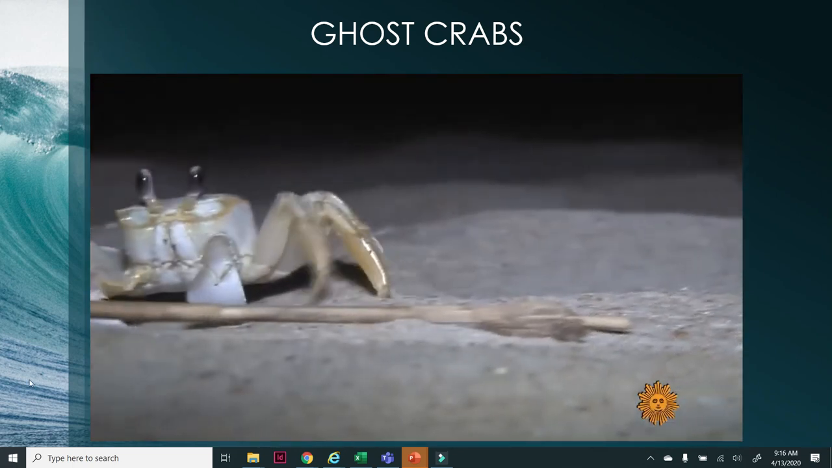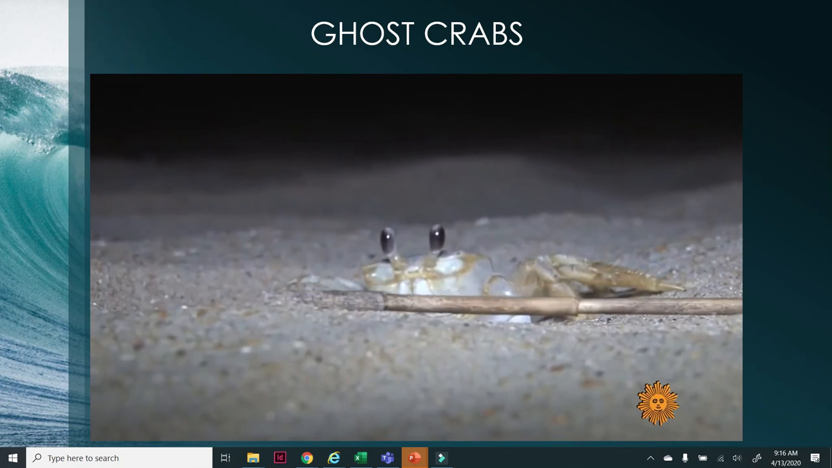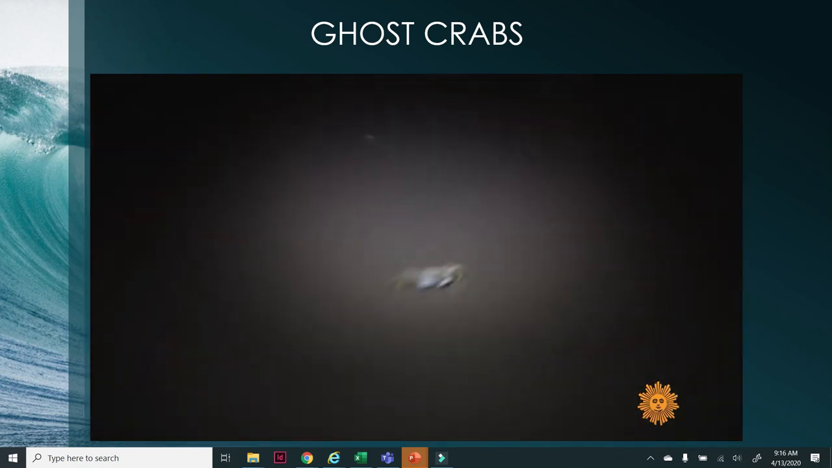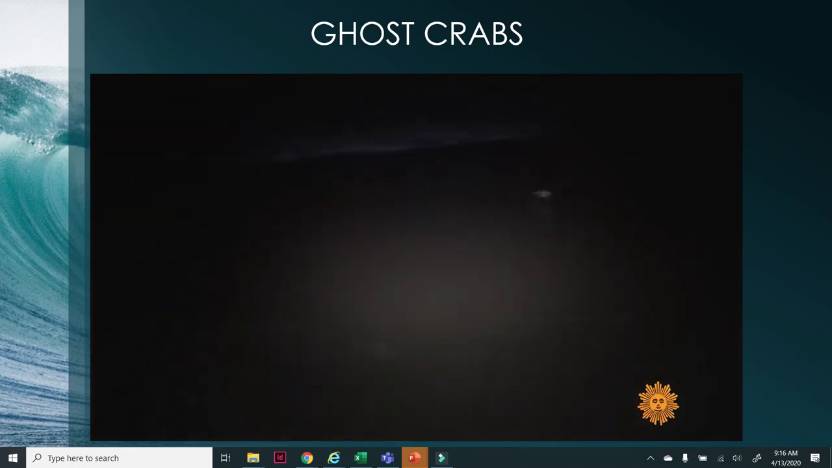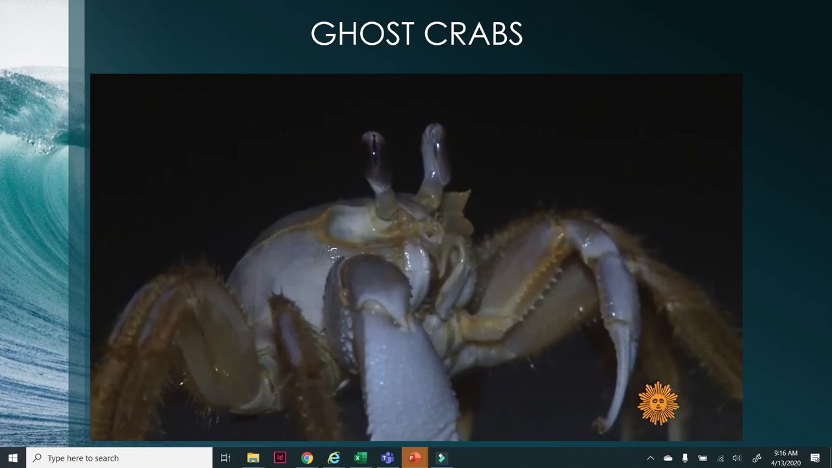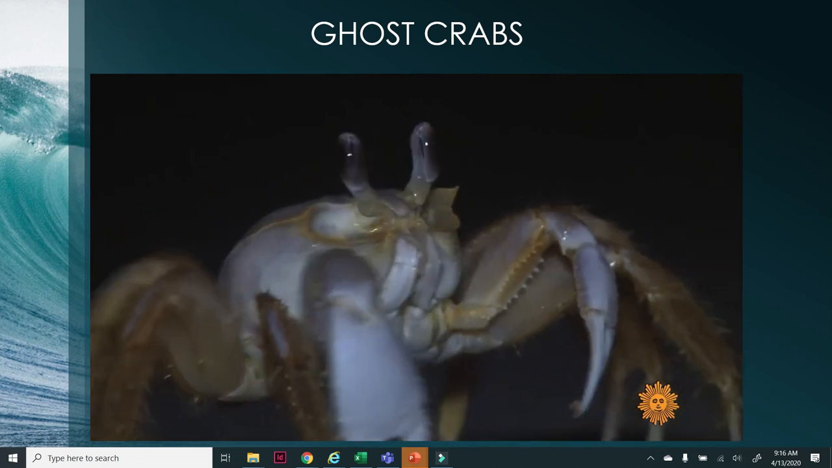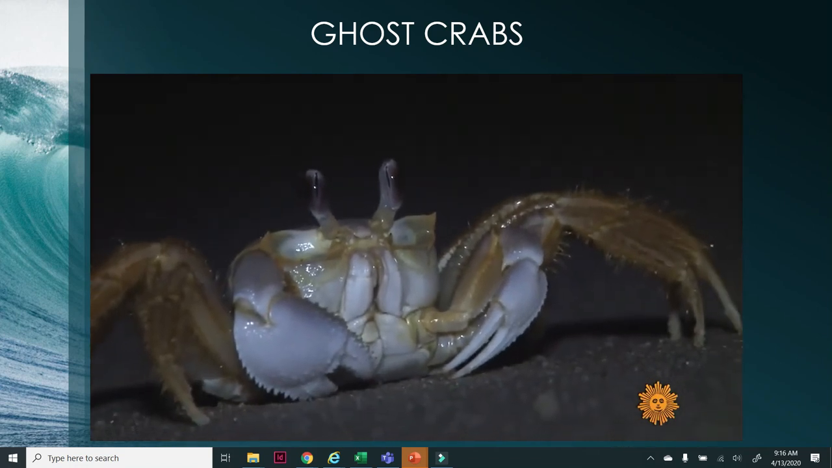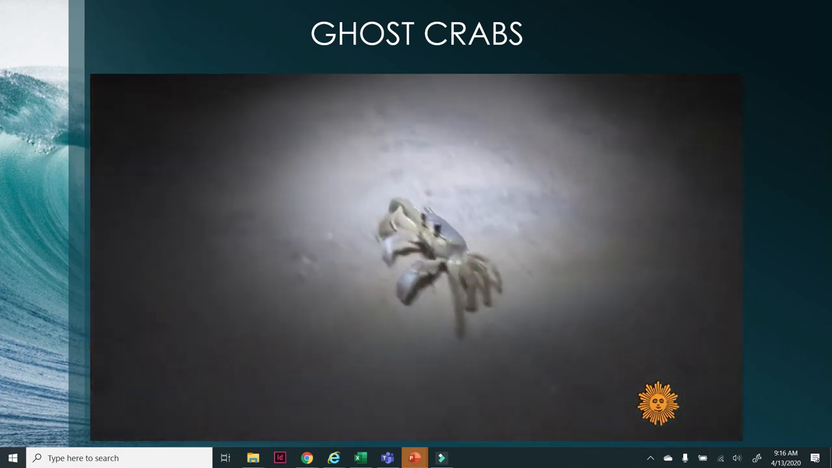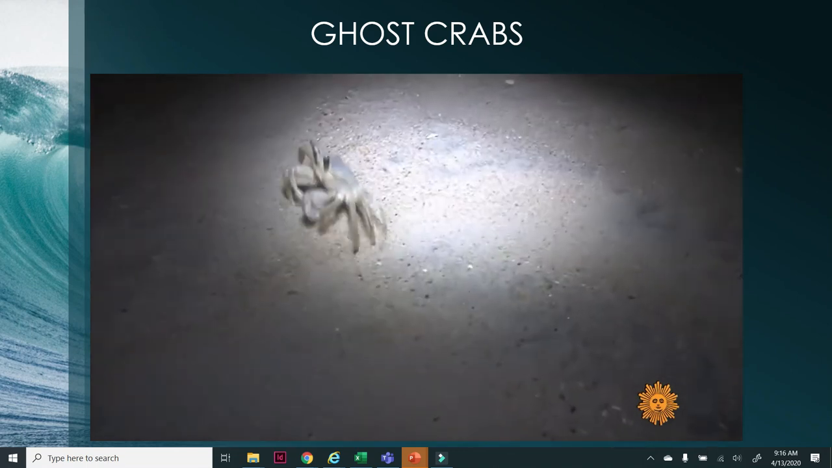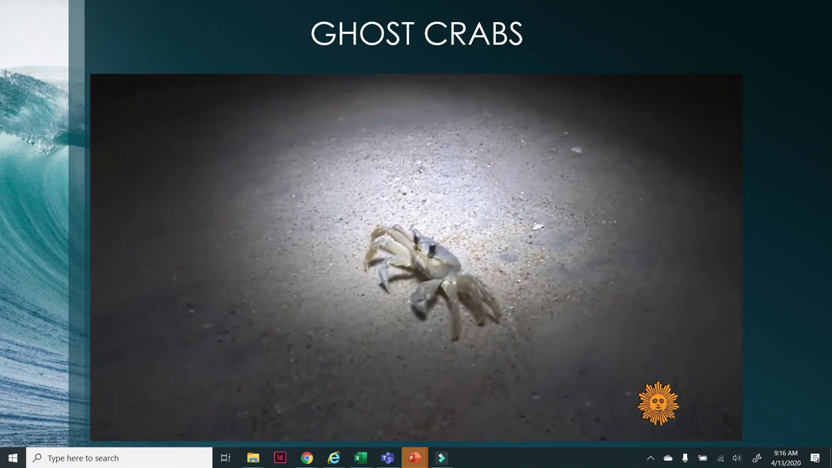So we have these guys right here on our beaches here in Georgia, and one of the things you might want to do is visit some of our beaches at twilight or at night, and you'll see these little ghost crabs. These guys live up in the dunes or in the high parts of the beach. You'll see burrows there, you'll see their holes, and they come out during the nighttime to protect themselves. They don't want to get eaten by birds, so they come out only at night.